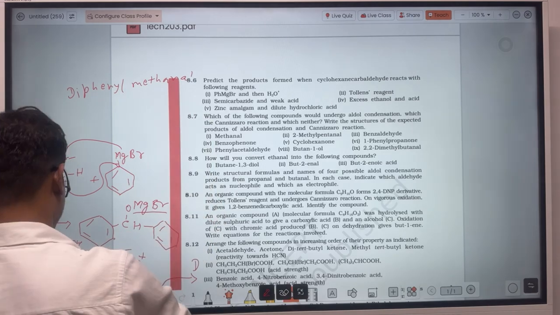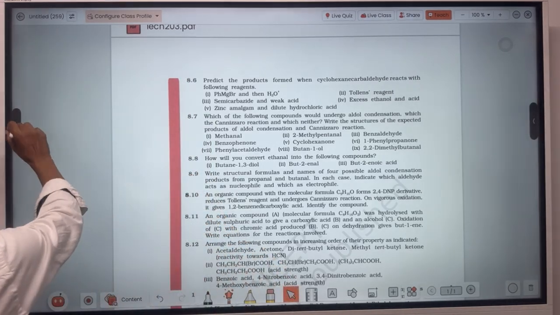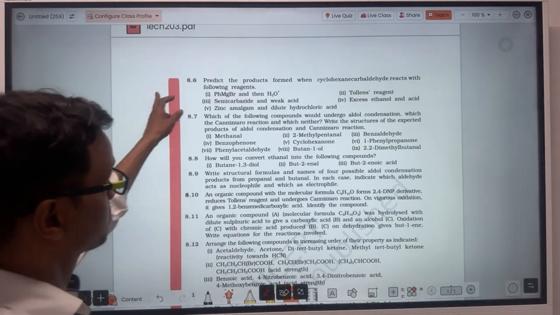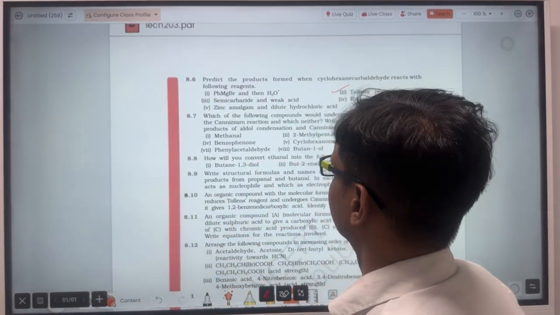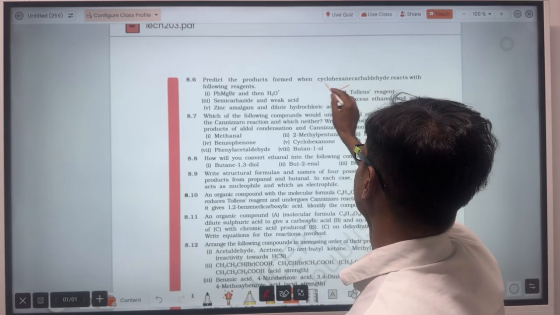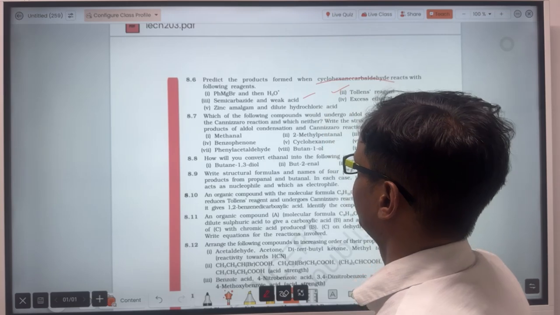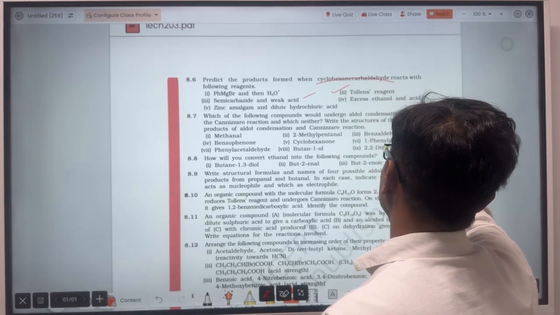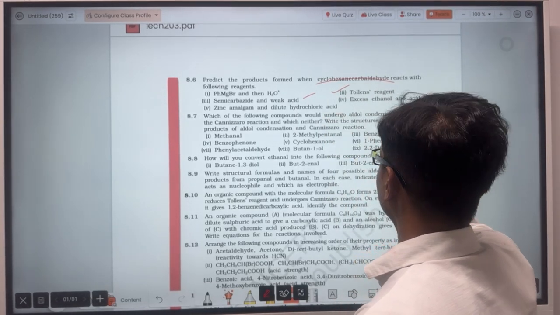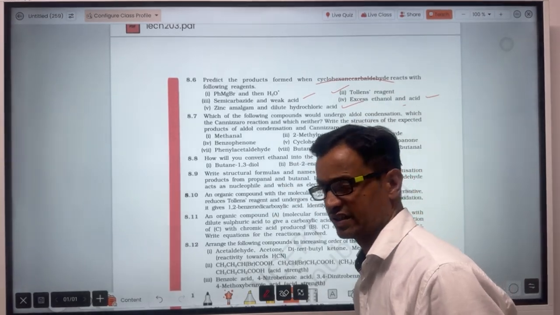Yes, in this question, but now consider the 8.7. This is the remaining question. Tollens reagent, what is that, you already know. Cyclohexanecarbaldehyde when reacted with Tollens reagent, that reaction is very easy, you know. Semicarbazide when reacted with that. Okay, very easy. Zinc amalgam and hydrochloric acid. Watch out.